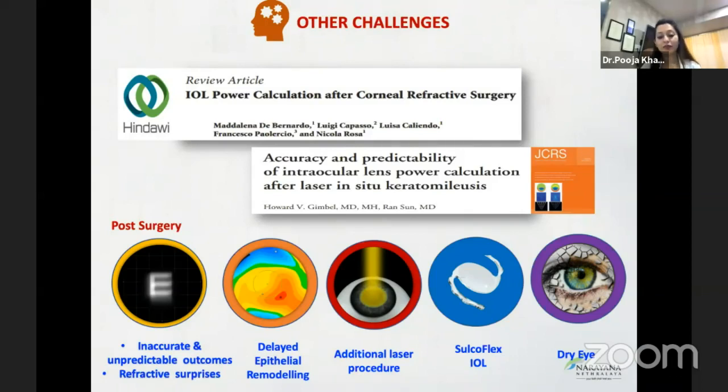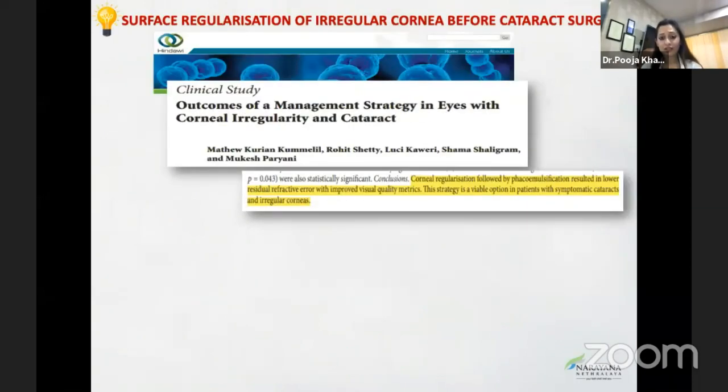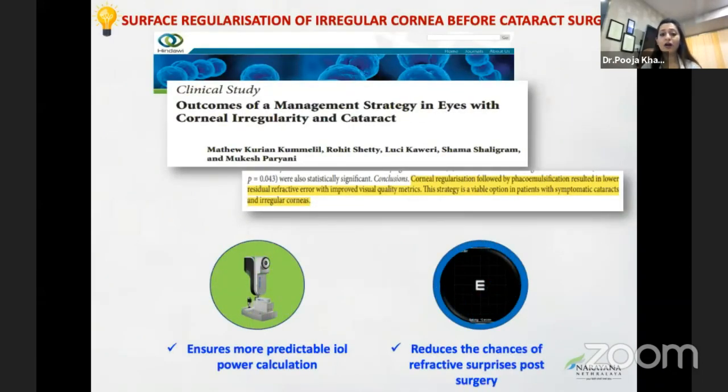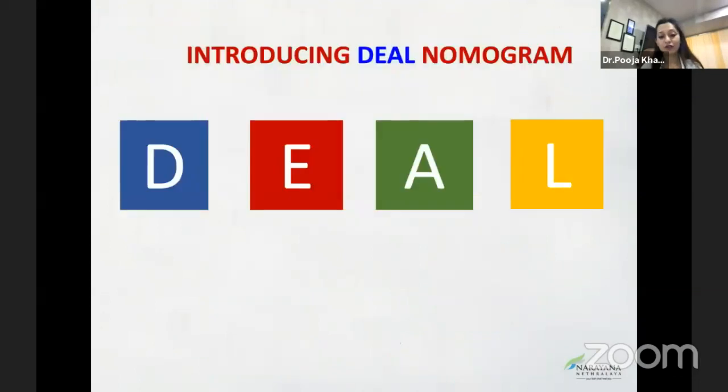And when we do multiple procedures on your cornea, the wound healing response changes, there are a lot of changes going on on your ocular surface, and the patient will have excessive dry eye to begin with. So the second option which we have is, if we do a corneal customization, if we regularize the cornea and then go ahead and do a cataract surgery, we'll have a predictable eye power calculation, and the post-refractive surgery visual quality will also be better.